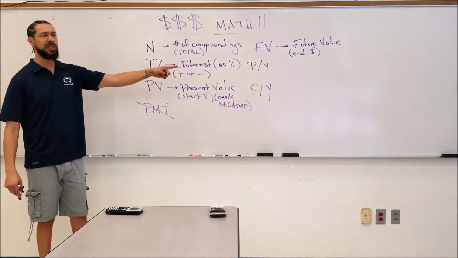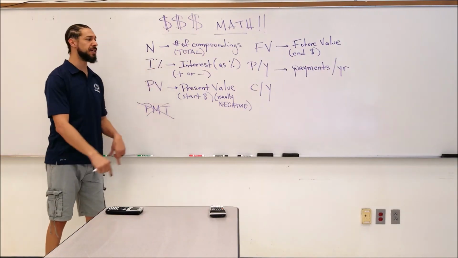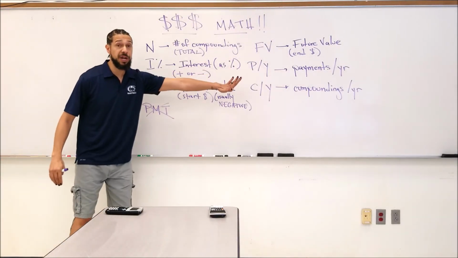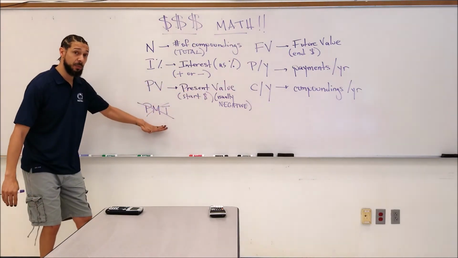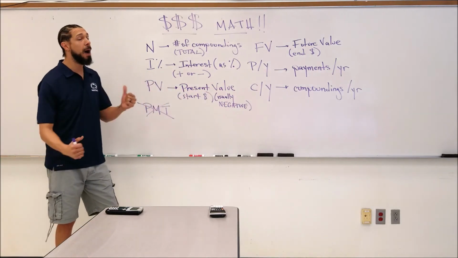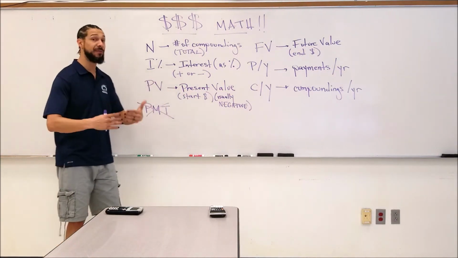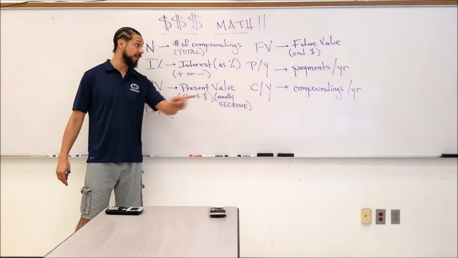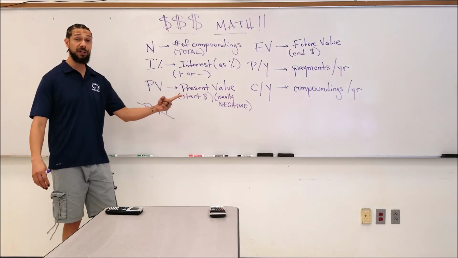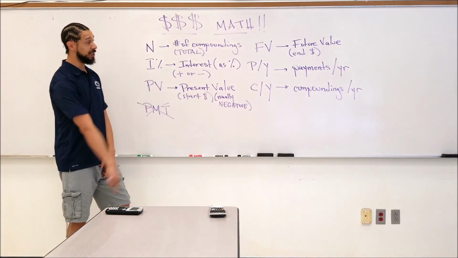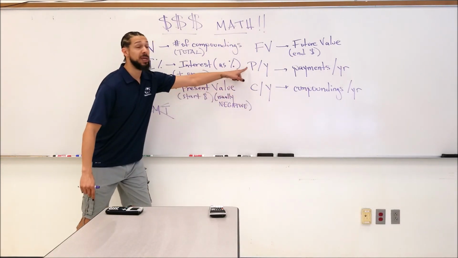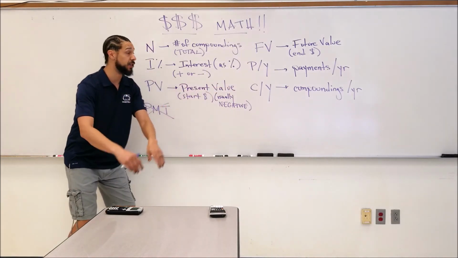All right. P over Y, payments per year, and C over Y, compoundings per year. Now, payments per year we're not really focused on right now because that comes up with amortizations. However, compoundings per year is extremely important. How many times is the interest being compounded every year? For monthly, that would be 12. For quarterly, that would be 4. For annually, how many compoundings per year would it be? 1. Exactly right. The main thing that you need to know here, though, is that your P over Y and your C over Y have to match.